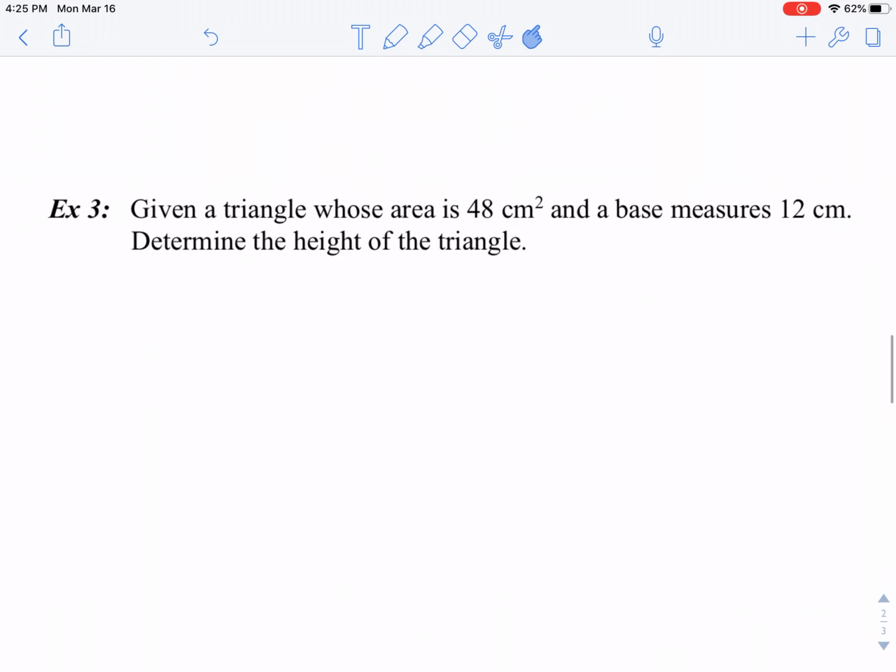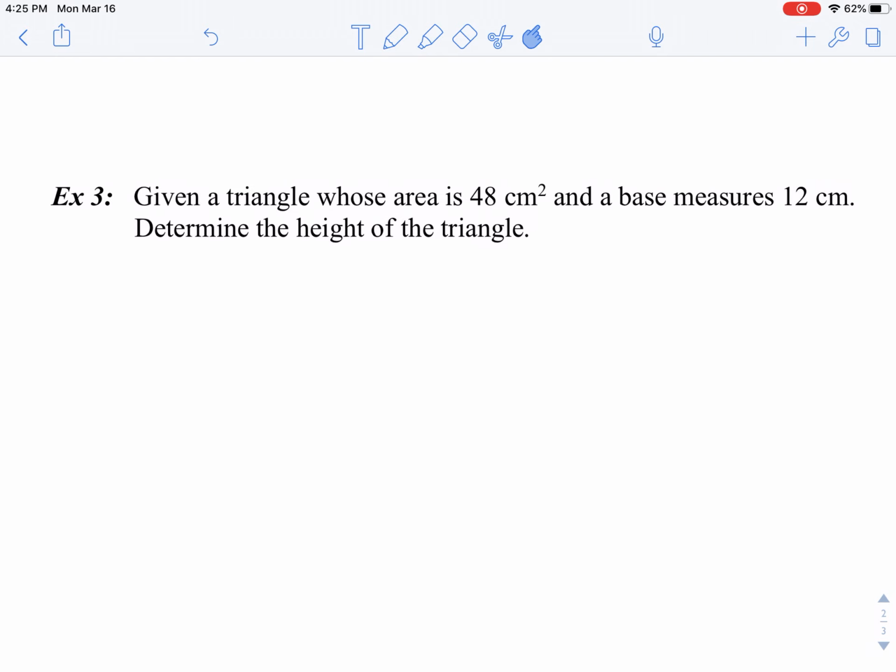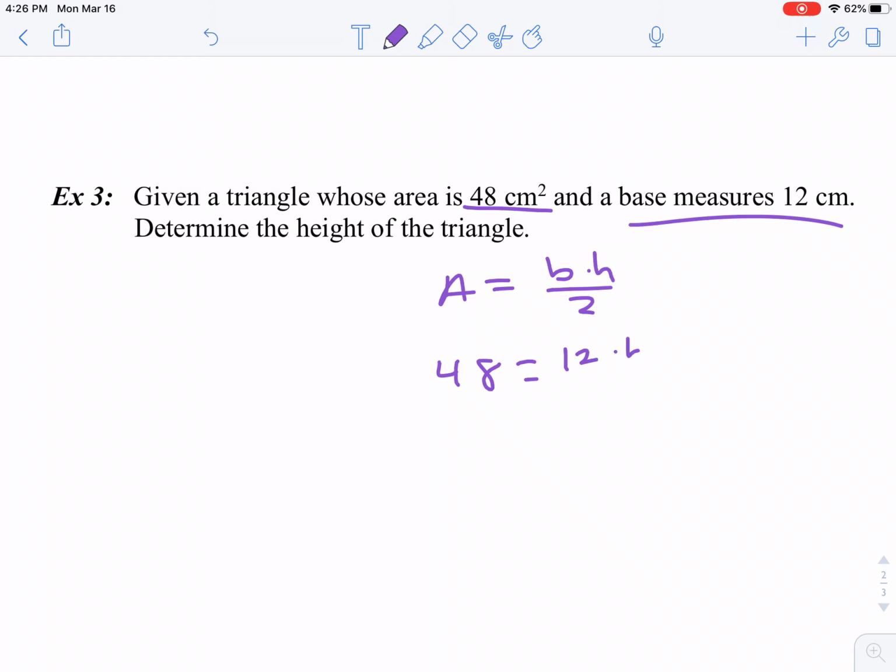Okay, and one last problem that we're going to take a look at. So this one says that we're given a triangle where the area is 48 centimeters squared. So I'm going to already put in my area formula for a triangle, and I'm going to put 48 in for area. And it says the base measures 12 centimeters, so I'm going to put that in for the base. And when I do that, I see that I actually can solve straight for the height, which is what it's asking for, without drawing a picture.